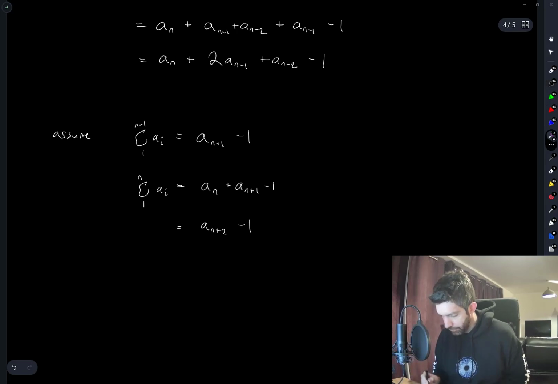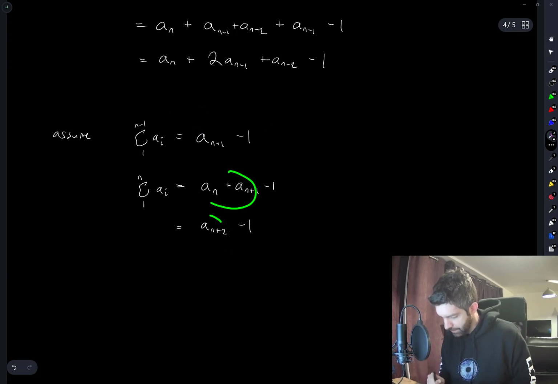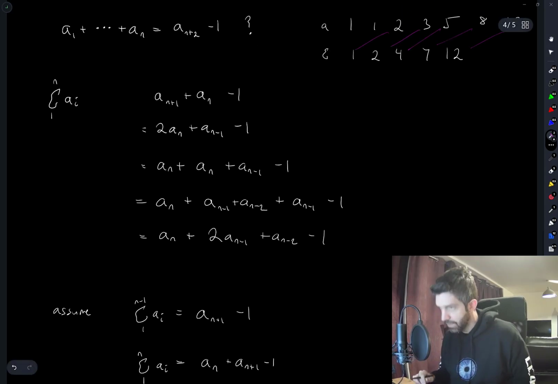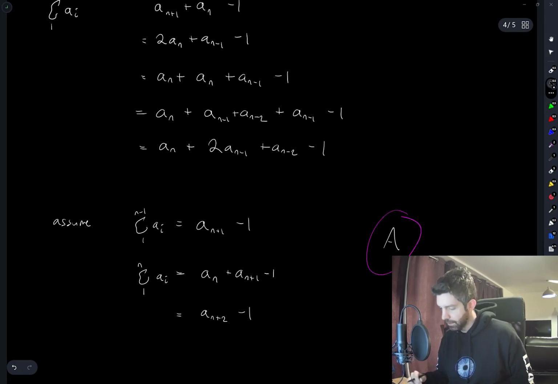This is the induction step. Assume this is true, then just add an to both sides. That becomes an plus 2, and we're done. And we verified base cases, right? So option A is also correct. So we've got A and C are correct.